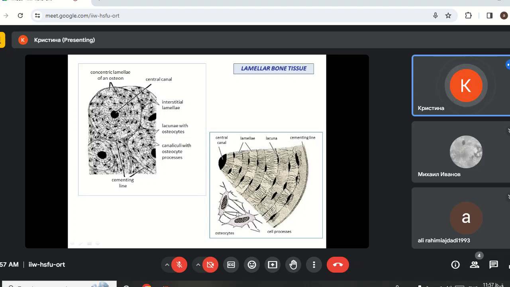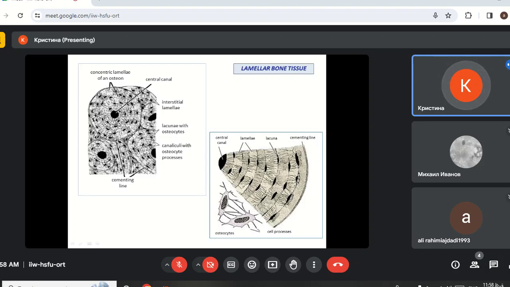So as you can see here, the osteocytes are interconnected to each other with the nexuses on the tips of their processes. So osteocytes receive their nutrition from the central canal, and all of them have developed from osteogenic cells, which came also from the central canal.